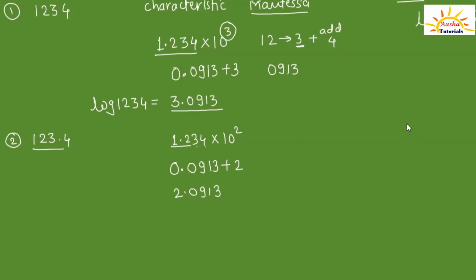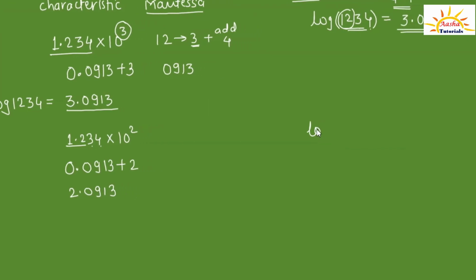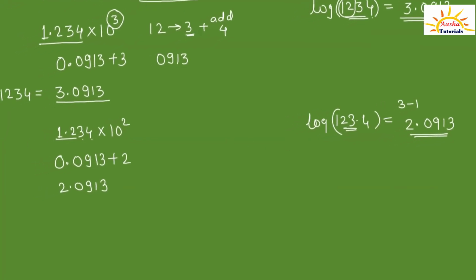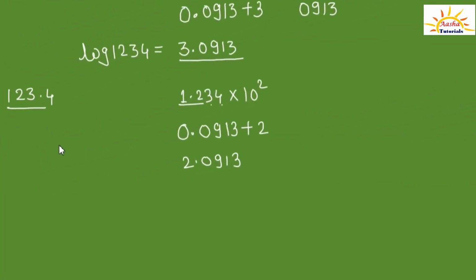Or second method, if we go with this, then let's see the log of 123.4. How do I find it here? Now this number, you see, is a 3-digit number. Just see, on the left of this decimal point we have 3 significant figures. So subtracting 1 from that 3-digit number, we get 2 as the characteristic value. Then we write the decimal point and just the log of 12 in 3 and 4, that is 0913. So in this manner we can find the log of any number.